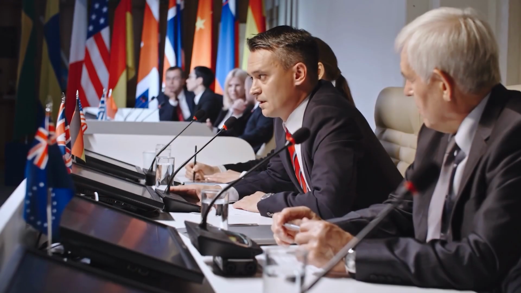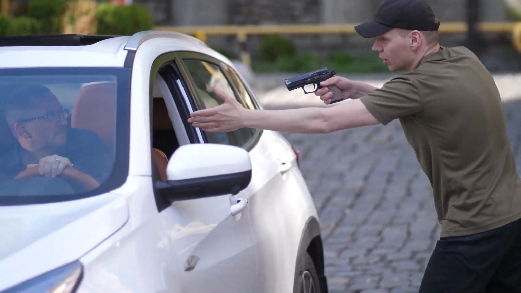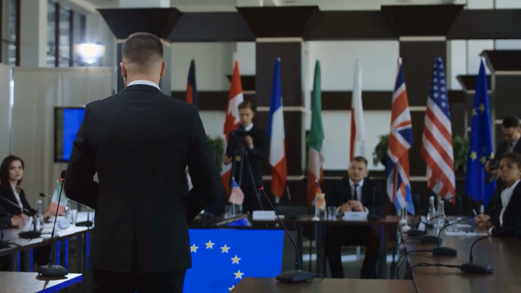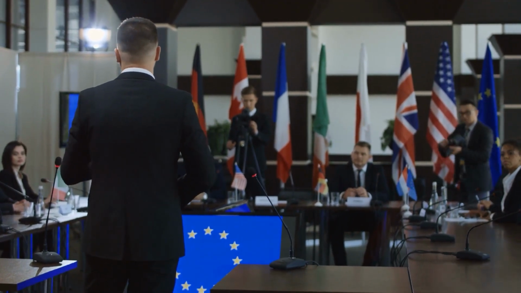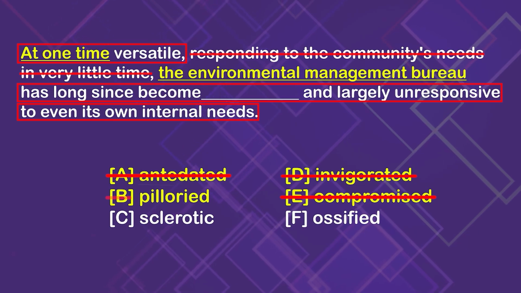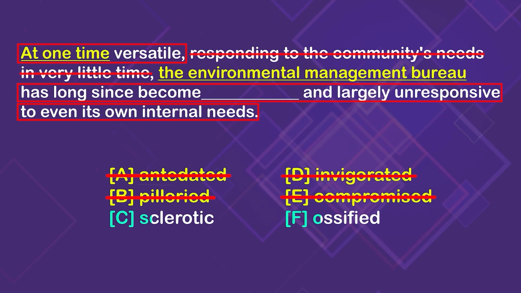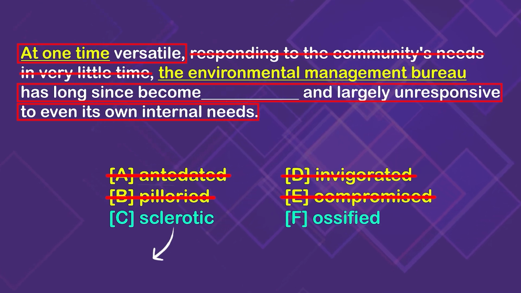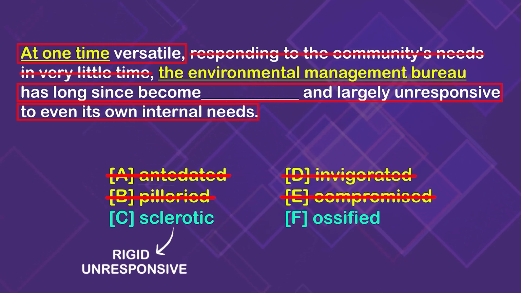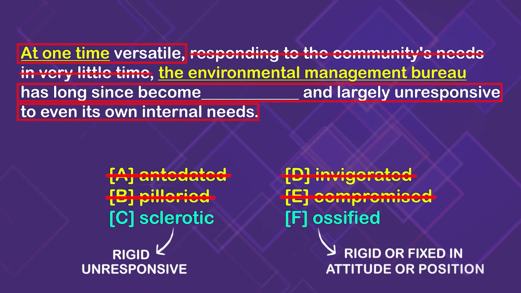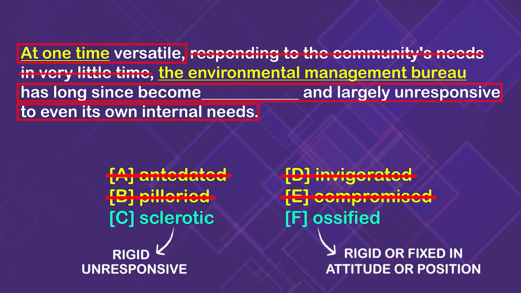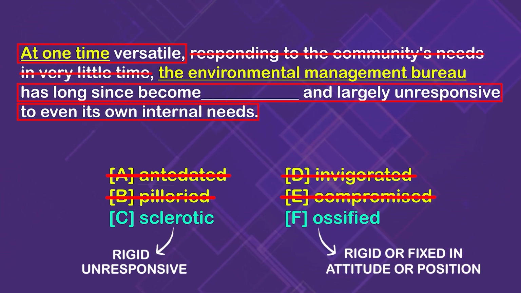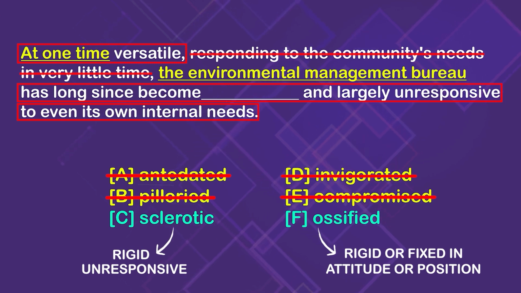In this case, let's say you happen to recall that pilloried is when someone is publicly attacked for something that they've done. It's often associated with politicians and other public figures, and being publicly attacked for your behavior is certainly nothing like largely unresponsive, so that eliminates answer B. And that leaves C and F as our correct answers. Sclerotic means becoming rigid and unresponsive. Ossified means having become rigid or fixed in attitude or position. These are the two words that are in fact the closest in meaning to largely unresponsive.